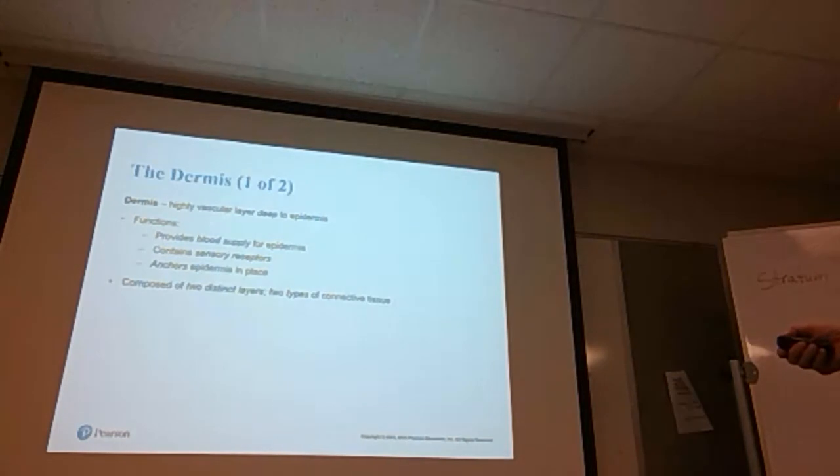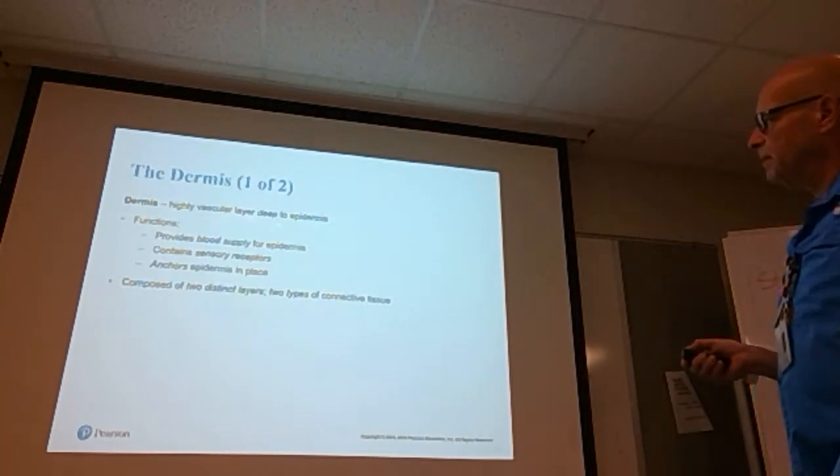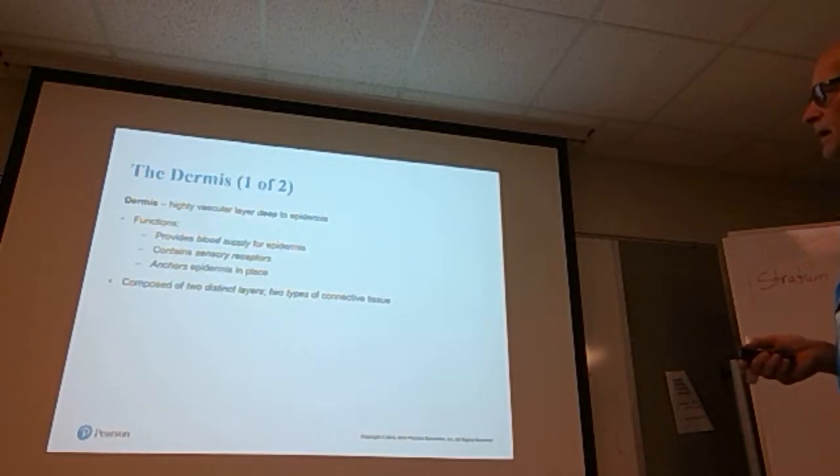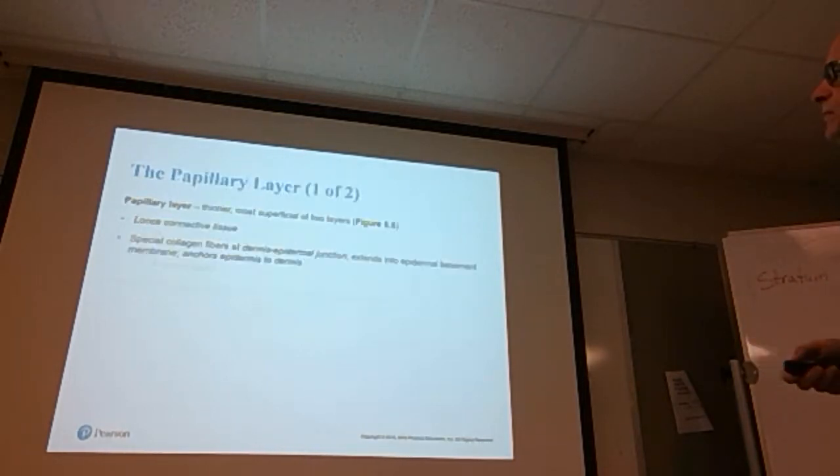The dermis is a highly vascular layer deep to the epidermis, provides a blood supply for the epidermis, contains sensory receptors for both thermo and tactile, and anchors the epidermis in place. The dermis is composed of two distinct layers with two types of connective tissues.